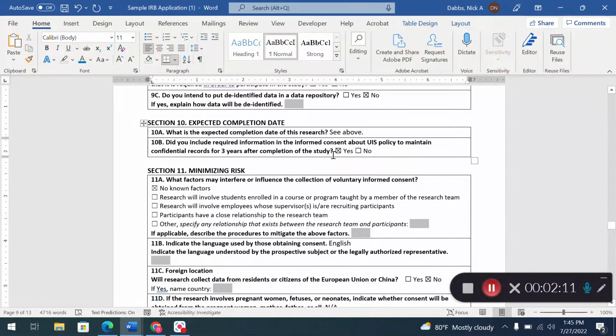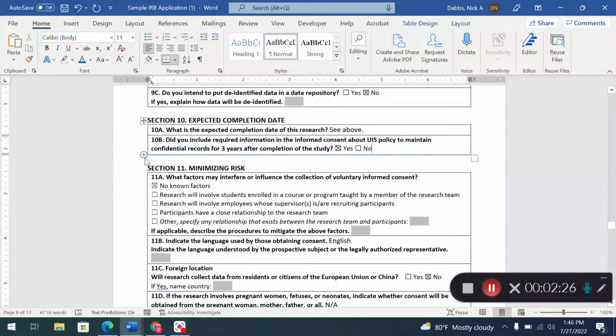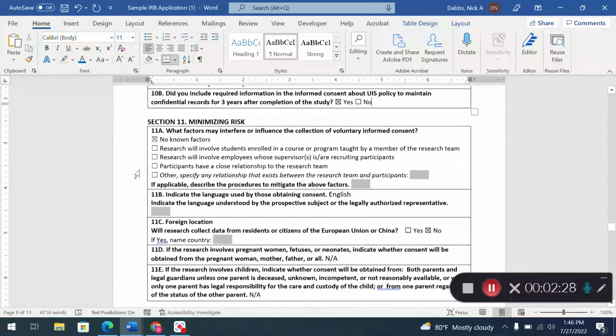You'll want to mark yes, and actually, if you go to our website, you can find an informed consent template that has all this necessary information. So you can literally use that in your study. All right, so that concludes section 10. So we're moving on to section 11, which is minimizing risk.